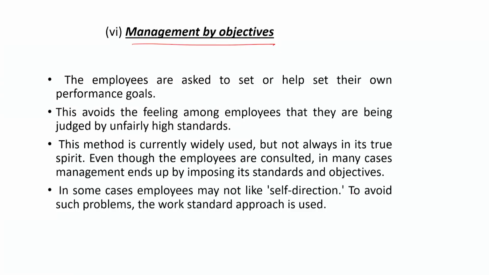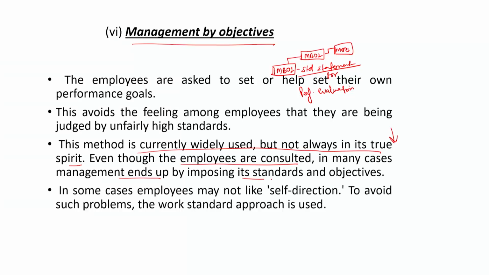So if I may explain, as we have already discussed previously, this is an objective. We call it MBO1. Then once it finishes, the employee moves on to MBO2, then MBO3. Now each MBO becomes a standard statement for evaluation, or what we call performance evaluation here. This method is currently widely used, but not always in true spirit. Even though the employees are consulted, this is the negative part of the MBO, in many cases management ends up imposing its own standards and objectives on the employees.